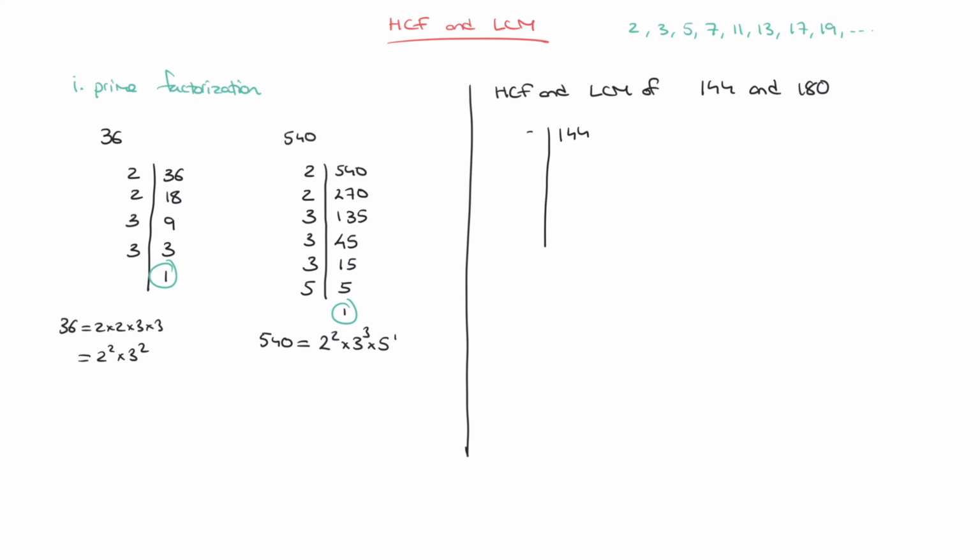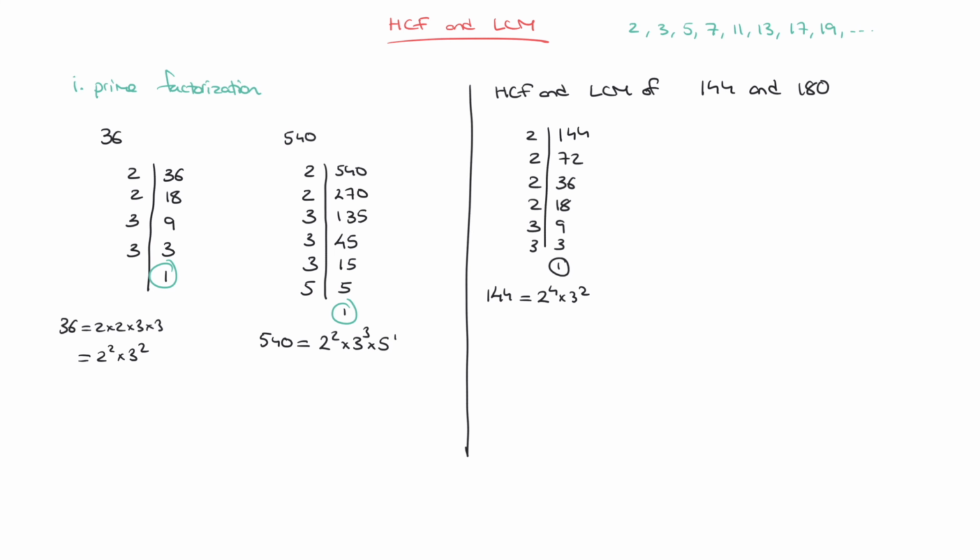So 144 can be divided by 2. That gives me 72, which I can divide by 2. 36 divided by 2 gives us 18. Divided by 2 gives us 9, which I can divide by 3 gives us 3. Divide by 3 again, that gives us 1, and we stop. So here we can see that 144 is equal to 2 times 2 times 2 times 2 times 3 times 3. So I'll quickly write that. 144 is equal to 2 raised to the power of 4 times 3 squared.